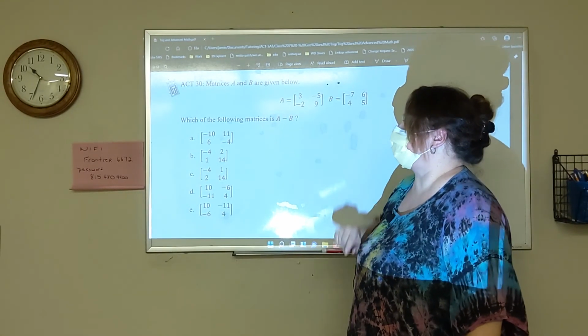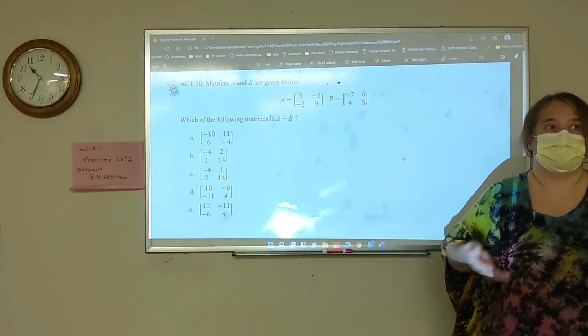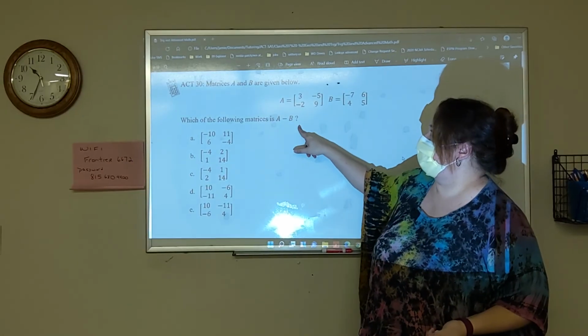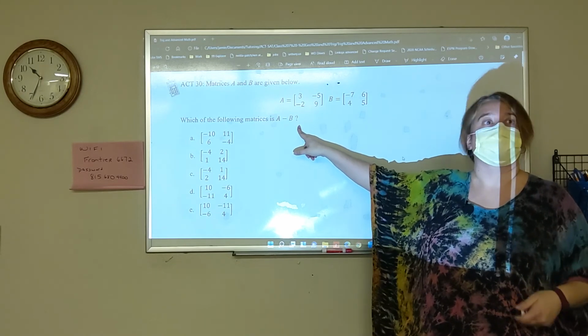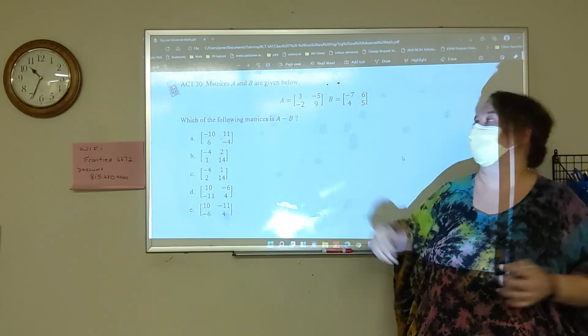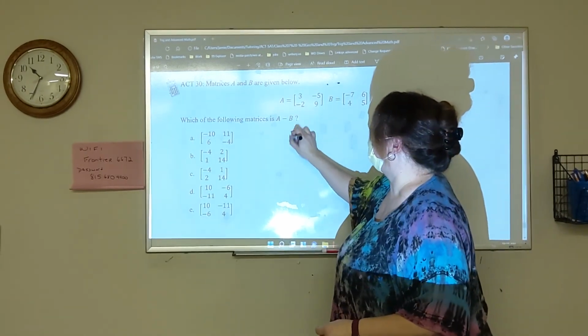If you're adding or subtracting matrices, all you're doing is adding or subtracting stuff that's in the same position. That's all you're doing. So which of the following is A minus B? We're literally going to subtract upper left minus upper left, upper right minus upper right, lower left minus lower left, and lower right minus lower right. That's what we're doing. Okay, so don't overthink matrix problems.